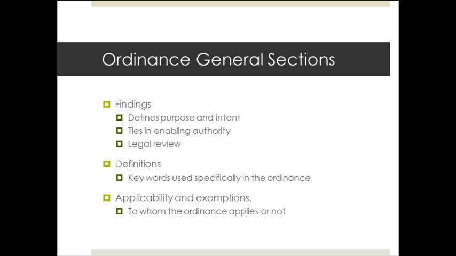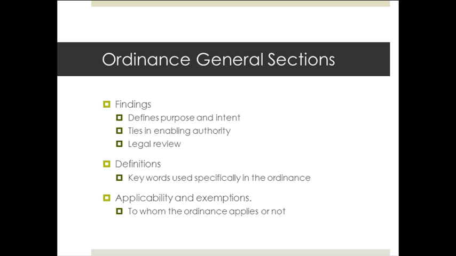General sections of an ordinance, I'm sure many of you have seen all of these. Every ordinance starts with a set of findings that define the purpose and the intent of the ordinance. Very often what those findings do is tie in the enabling authority that the community has. They have to be enabled by the state legislature to pass these kind of laws. And findings a lot of times also go through some form of legal review. And then the ordinance will establish a set of definitions just to make sure that everybody's on the same page. And then finally, a set of applicability and exemptions. And that's to whom the ordinance applies or not.